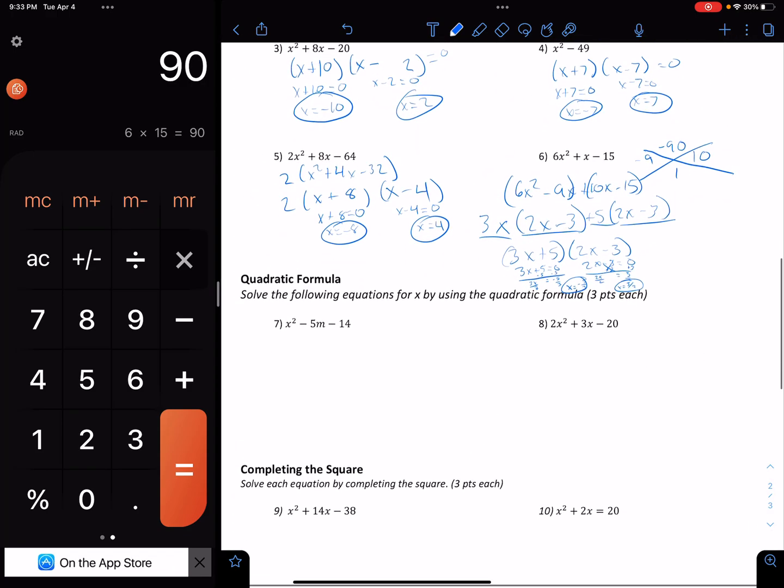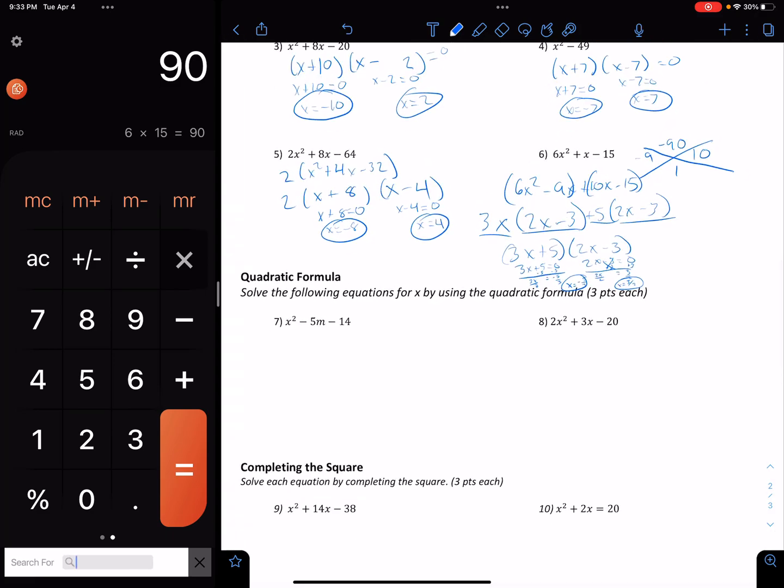Okay, next one says quadratic formula. So we learned this in class. Just really soak this in. So x equals negative b plus or minus the square root of b squared minus 4ac all over 2a. And that's the only time you'll hear me sing this here.